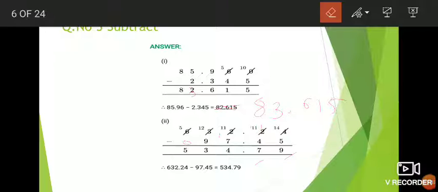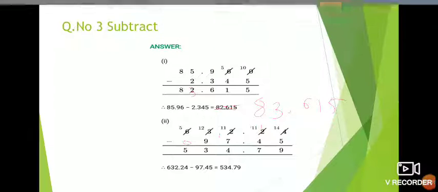This you learn in 5th standard, students. Okay. So what is the answer? 632.24 minus 97.45 is equal to 534.79, students. Okay. Now we will see the next question in this practice set only, that is question number 4.